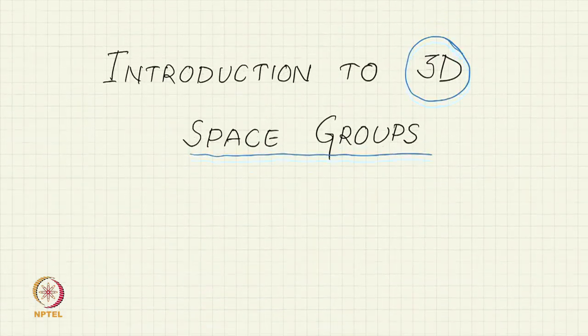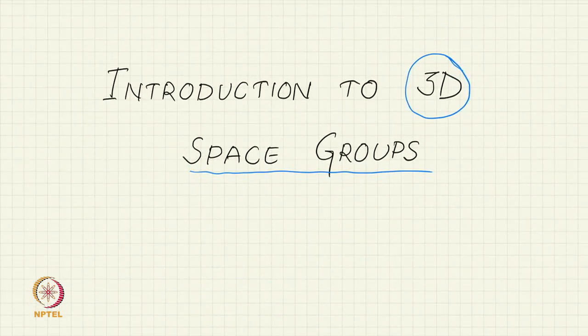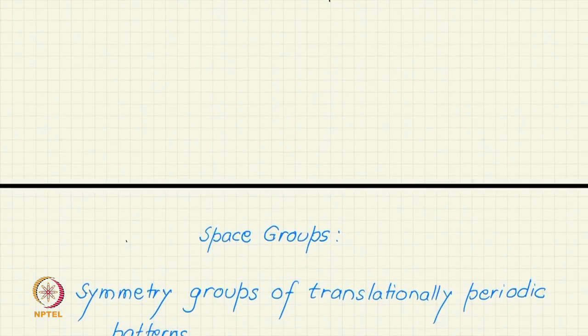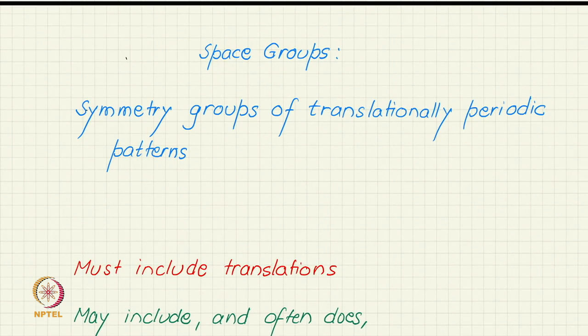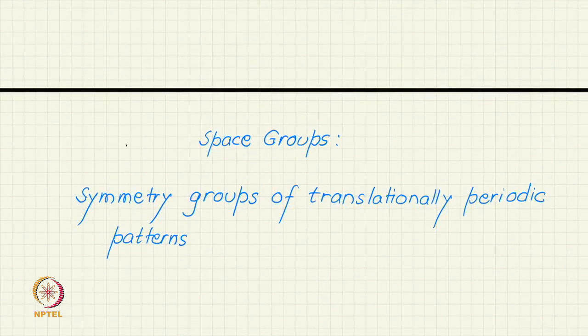The time has now come to venture into 3 dimensions. So, we will now discuss 3 dimensional space groups. We have looked at in detail the 3 dimensional point groups, but now we will see how we will develop the space groups using those point groups. So, a space group is the symmetry group of translationally periodic patterns.